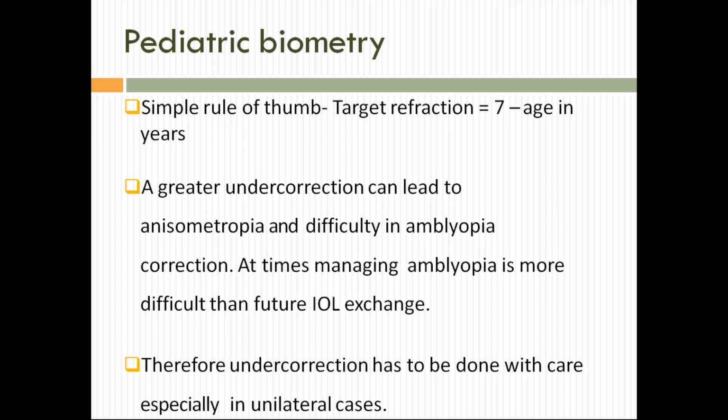At times, managing amblyopia is more difficult than future IOL exchange. Therefore, undercorrection has to be done with care, especially in unilateral cases. Like if we have a unilateral cataract since birth, then the cataract will be extracted before 6 weeks of age, and for less than 2 years, the child should be prescribed spectacles or contact lenses, and after 2 years only, the PCIOL can be implanted.